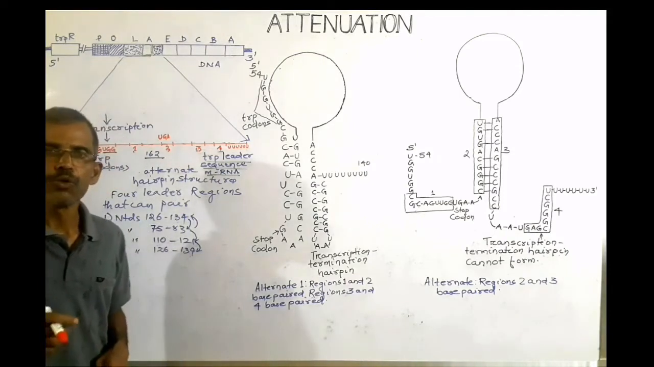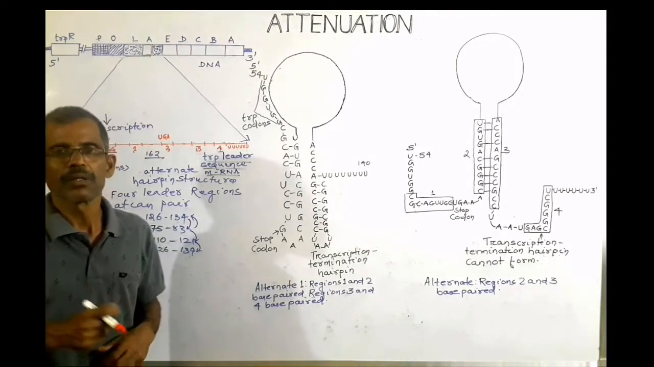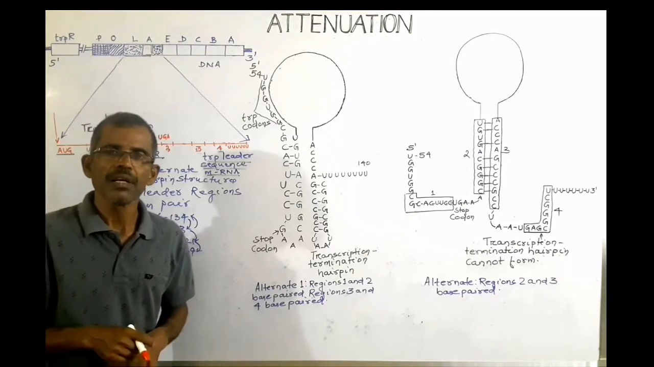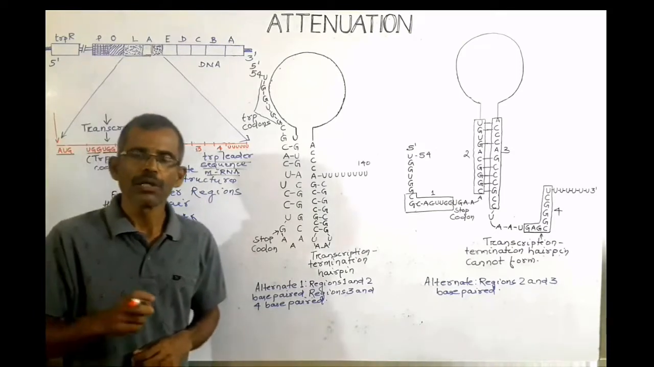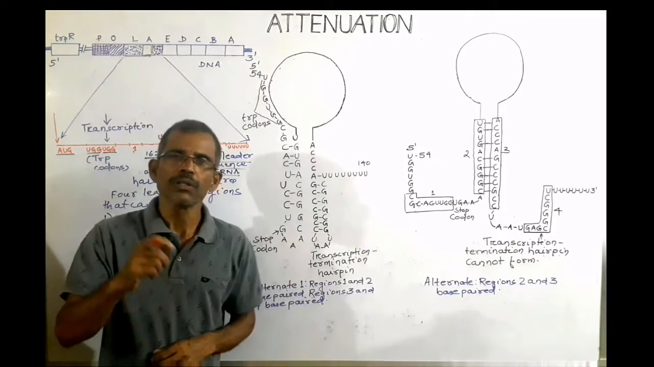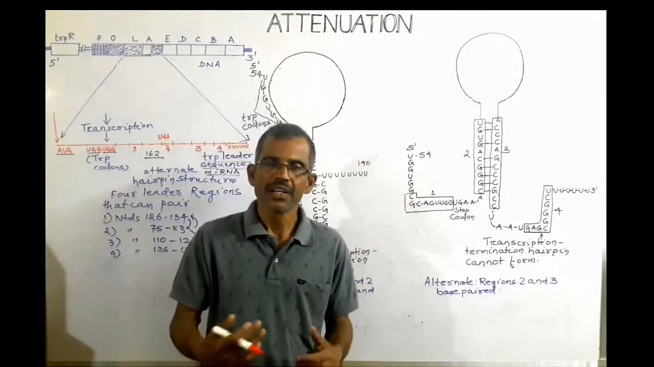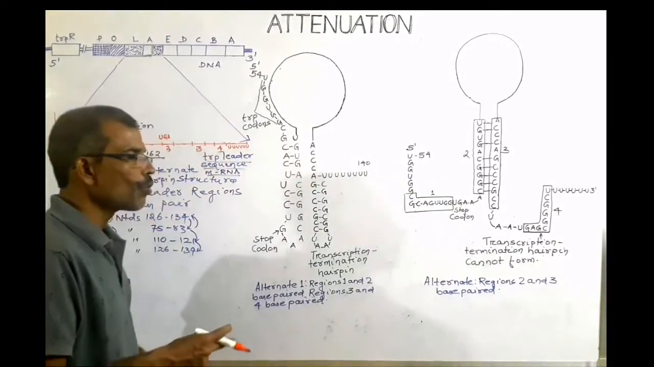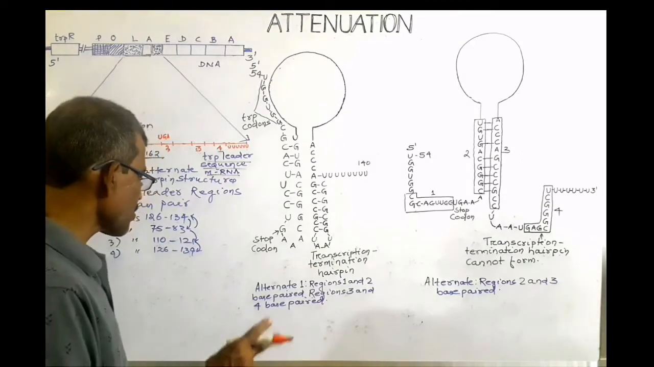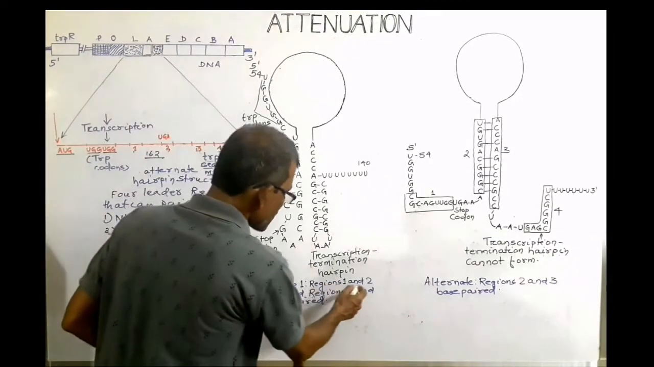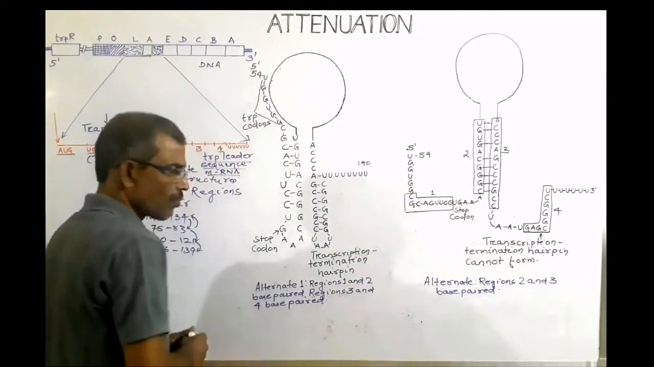Similarly, region 2 can also base pair with region 1 and it can also base pair with region 3. But obviously, at a time, region 2 can base pair with either region 1 or region 3. This indicates that these four different regions can form two alternate secondary structures. In one alternate secondary structure, region 1 base pairs with region 2 and region 3 base pairs with region 4.